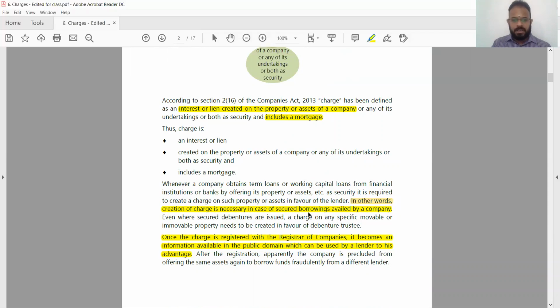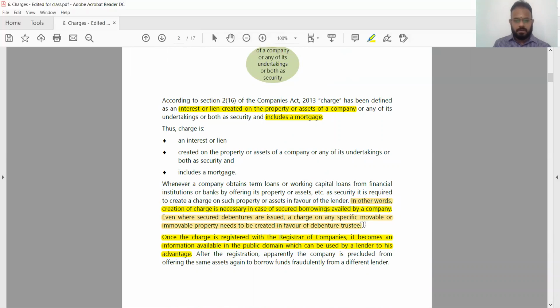Now, see the point here. Even where secured debentures are issued, the charge on any specific movable or immovable property needs to be created in favor of the debenture trustee. When you say securities, when you say assets, it is applicable to debentures also.